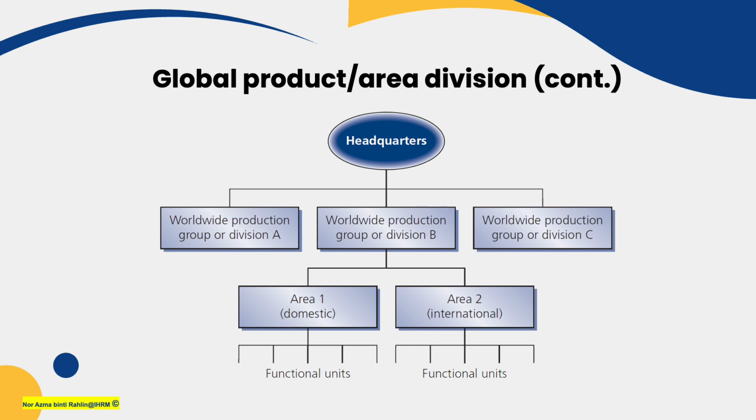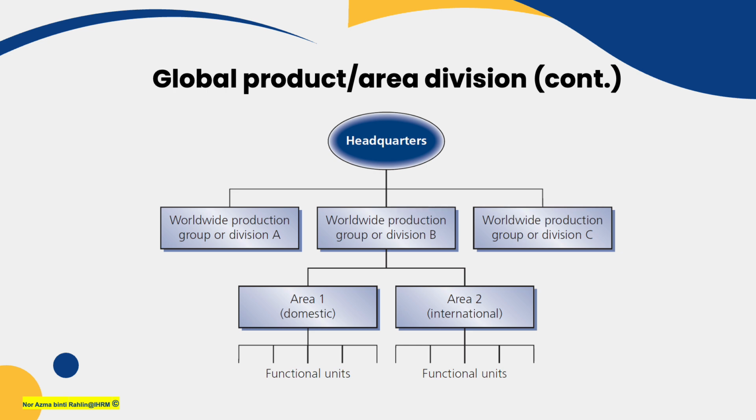We continue learning objective number 4. This is another organization structure in internationalization that we call the global product or area division. This is area number 1, area number 2, and they have their own functional units under each of the areas.